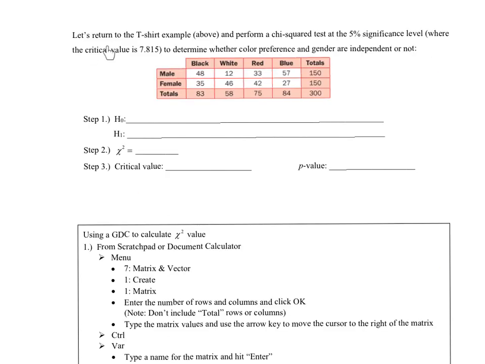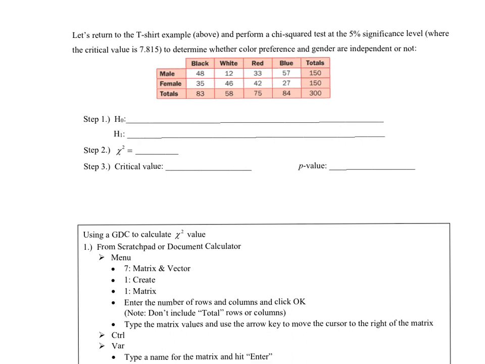So let's return to our t-shirt example given above in your notes, and we're going to perform a chi-squared test. That chi-squared test will be performed at a 5% significance level, and the critical value is going to be provided as 7.815. So we're going to perform that chi-squared test to determine whether color preference and gender are independent or whether they're not independent. So the first thing we'll do is we'll write our null hypothesis.